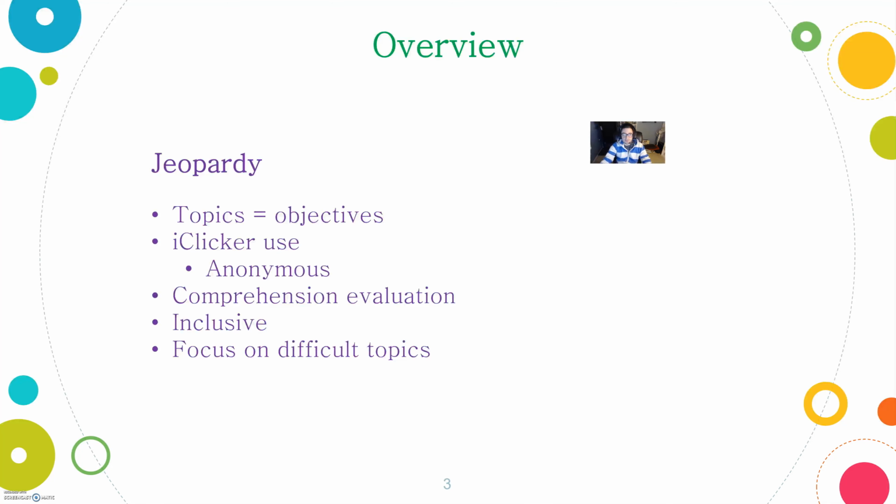Now, an overview of the first one. So the Jeopardy game. The topics that are the overheads of the Jeopardy game are going to be related to the objectives. So one will be G-tube common conditions, one will be common enteral tubes, one will be early tube complications, one is late tube complications, complications at any time, tube feeding specific complications, and then enteral tube management.